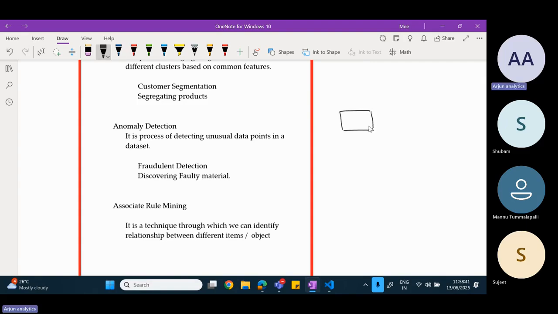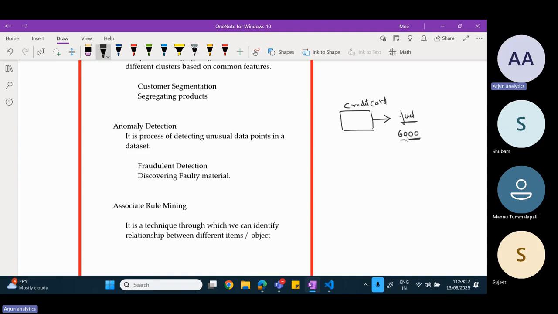This is my credit card. Now, usually I will use this credit card for a particular purpose. Just say, I will use it for my fuel purpose. Every month I will spend exactly 6,000 from this card for the fuel purpose.